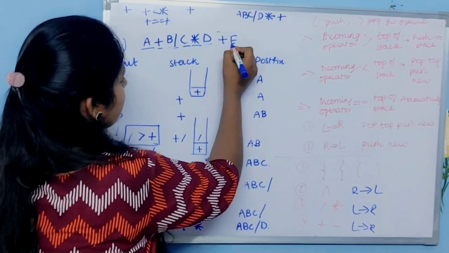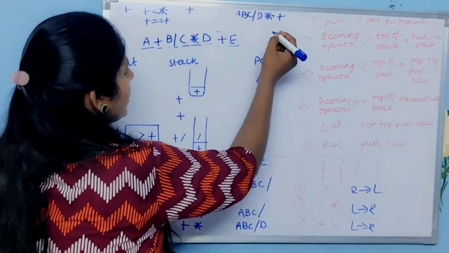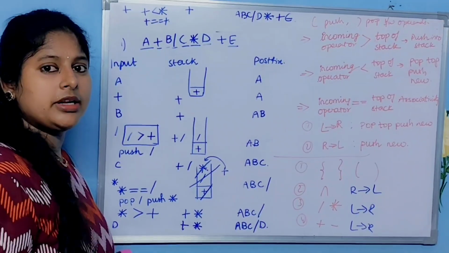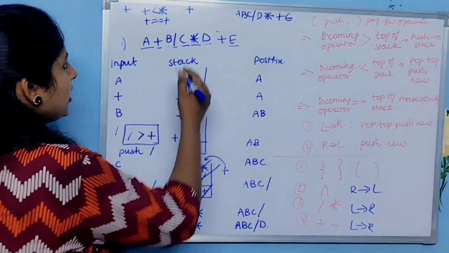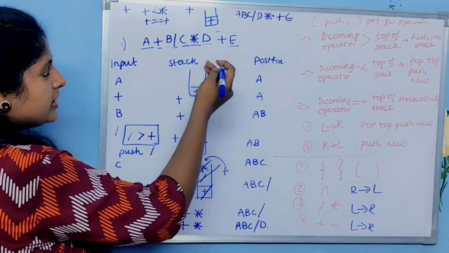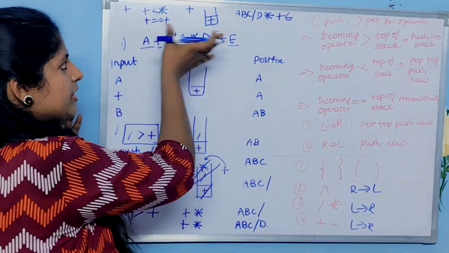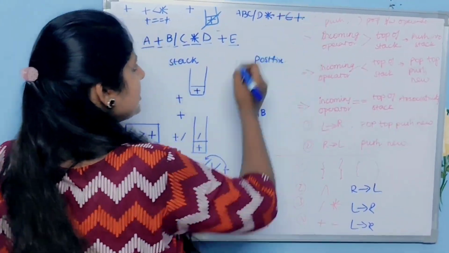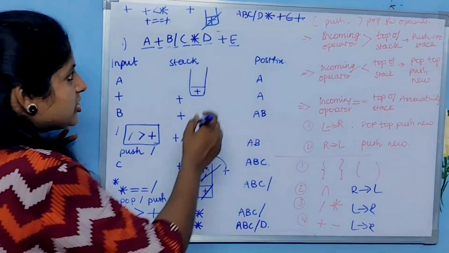Okay? Right? Now, next what am I doing? Last one is E. So I can directly add E into my postfix. Finally, what is left in the stack? Plus. There are no other operators to be executed or operands to be added into postfix. So pop my plus. So this is the postfix expression. Okay?